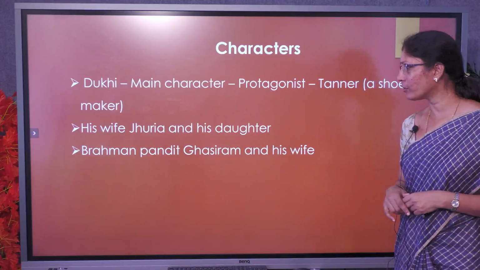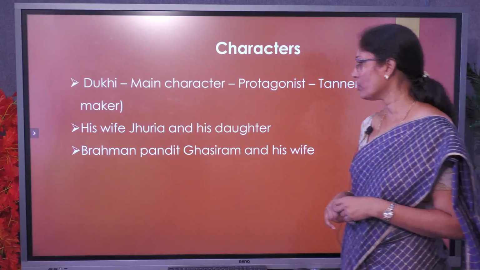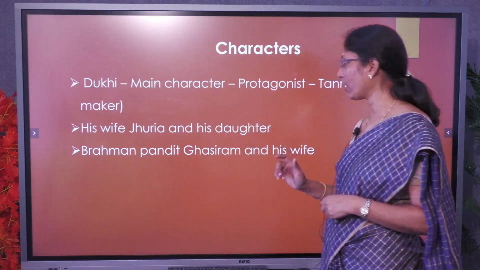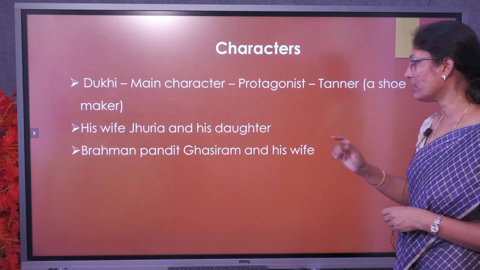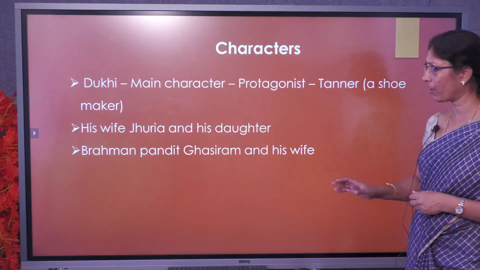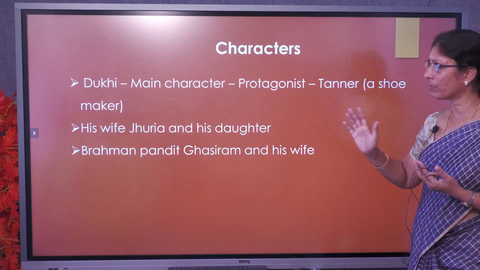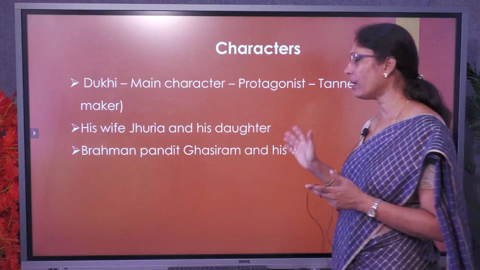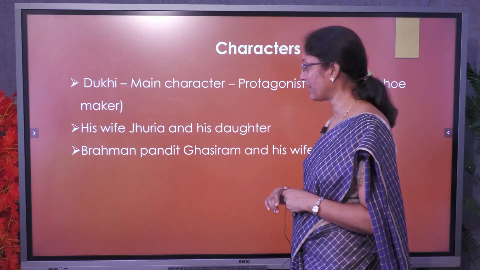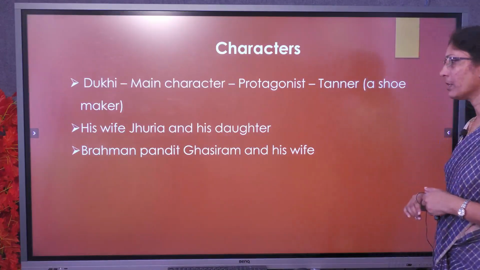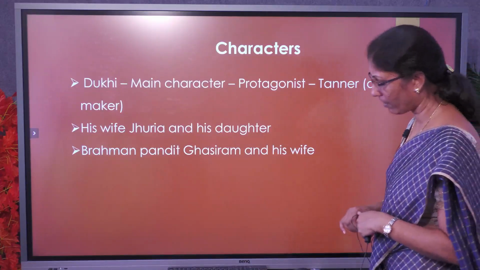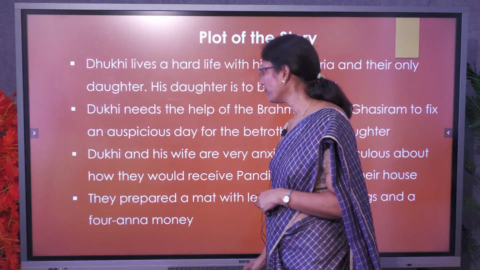Next, his wife Juriya and his daughter, their role is very nominal. The other major role is Brahman Pandit Ghasiram, and his wife also plays a nominal role, but the main characters are Dukhi and Ghasiram. Remember the characters: Dukhi is a tanner or a shoemaker, his wife and his daughter, and Pandit Ghasiram and his wife. Let's know about the story.